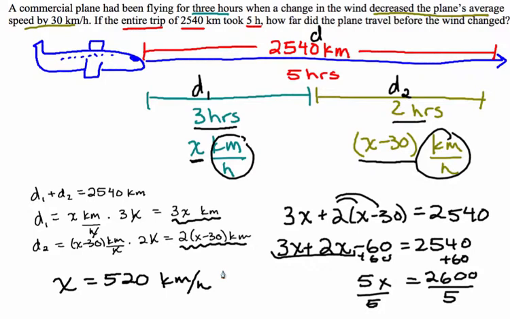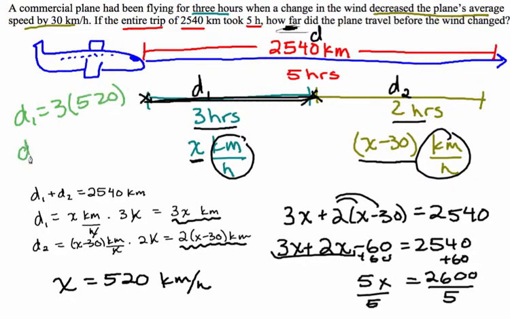We were not asked to find its speed. We were asked to find the distance. How far did the plane travel before the wind changed? So from this point, how far did it travel? What is distance 1 is really what we were asked to find. So let's take distance 1, which was 3 times x, and now we know that x is 520. So distance 1, let's see, well 3 times 500 is 1500, times 20 is 60, so 1,560 kilometers is distance 1.